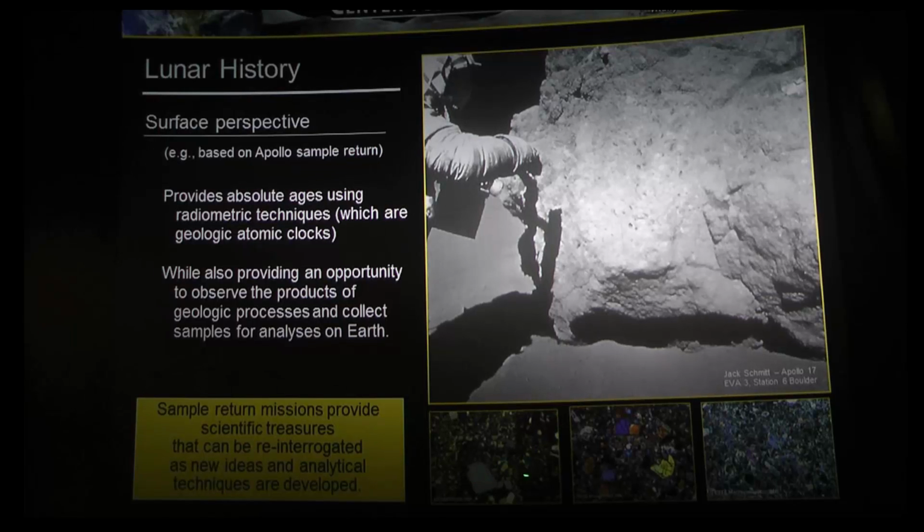Here are a few examples of what these rocks look like in thin sections. Many of them are impact-derived rocks, providing a picture of the impact cratering history of the moon. And that's really going to be the focus of this evening's presentation. But I'll try to give you all of lunar history. With these samples, we can provide absolute ages using radiometric techniques.